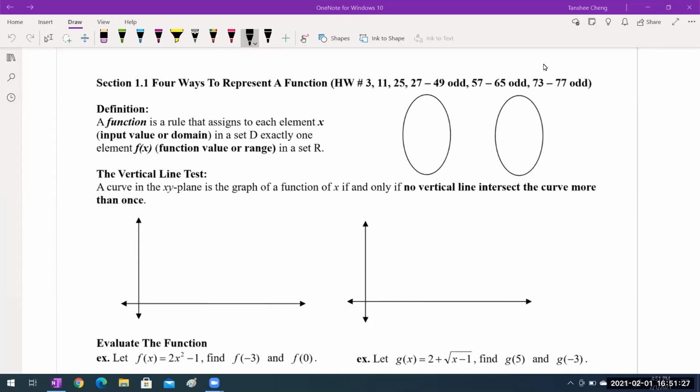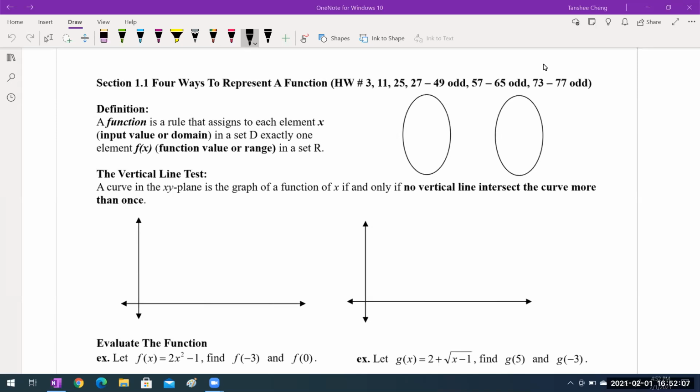1.1 Four ways to represent a function. This is going to be a recall section for us, as well as 1.2 and 1.3. Previously, we learned that functions can be represented verbally, numerically, visually, and algebraically, which is in words, tables of values, graphs, and formulas. So we want to review a little bit on these sections about functions.